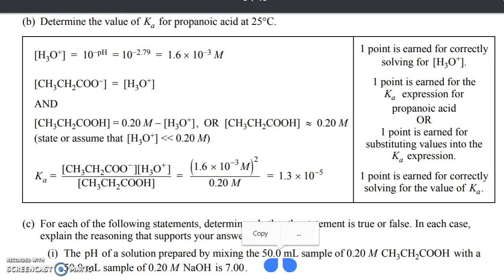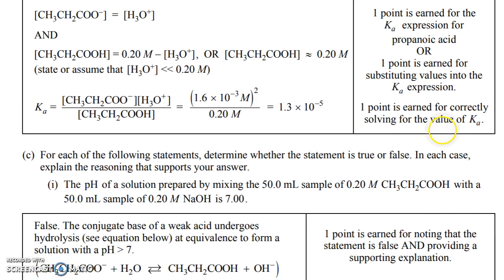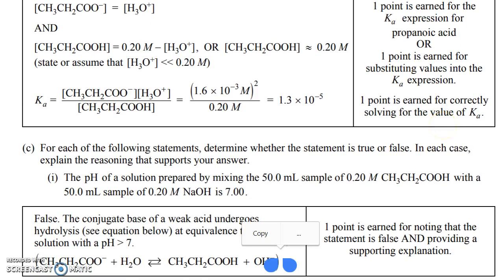Now, it says for each of the following statements, determine whether the statement is true or false. In each case, explain reasoning. So, the pH of the solution prepared by mixing 50 ml of the 0.2 propanoic acid with 50 ml of NaOH is 7. True or false? False. Why?